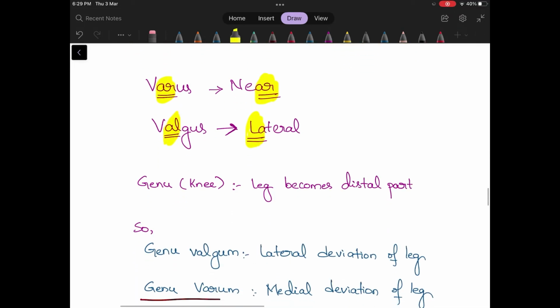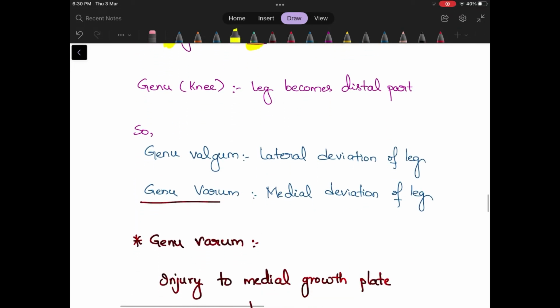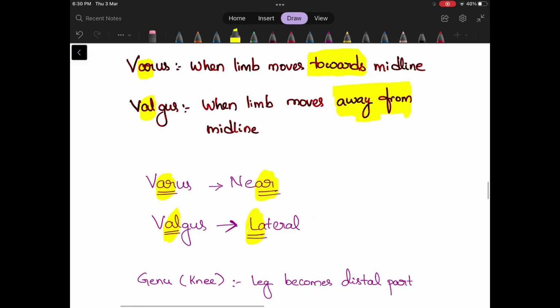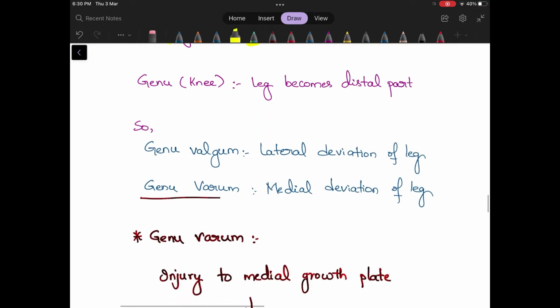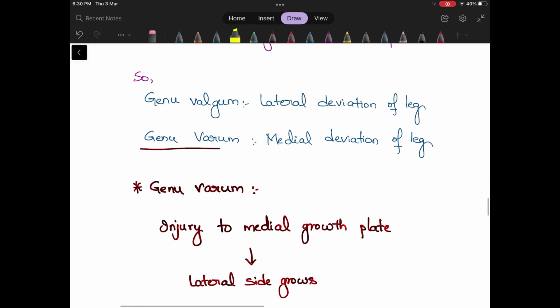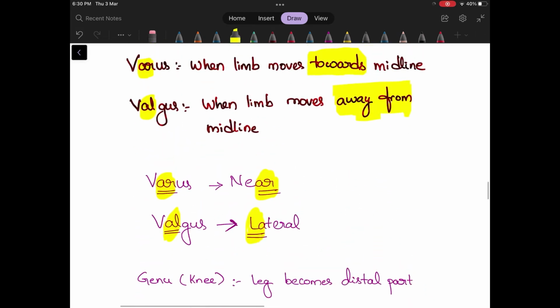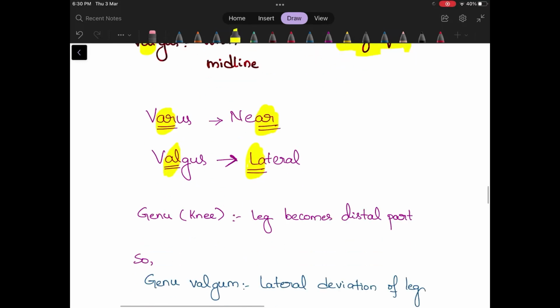Which part do we have to consider? For example, while we are studying Genu valgum or Genu varus, the leg becomes the distal part, and the limb that you are talking about here becomes the leg with respect to Genu valgum or Genu varum. I hope it is clear. See, again I'll tell. In Genu varus, the leg moves towards the midline. In Genu valgus, the leg moves away from the midline.